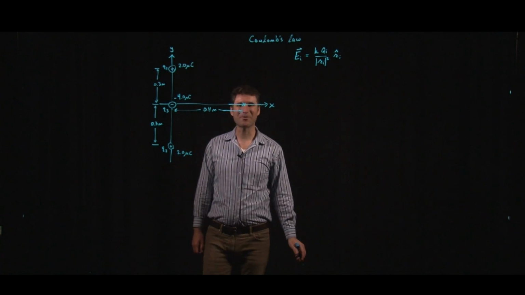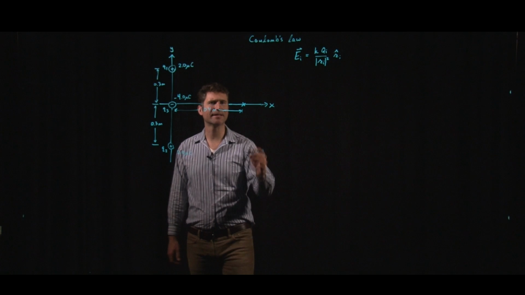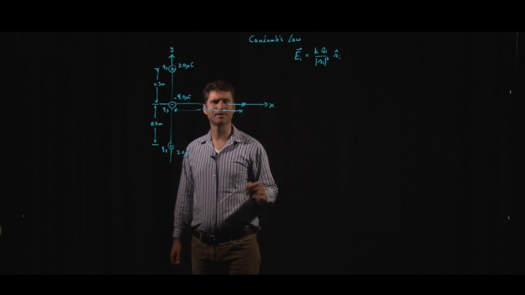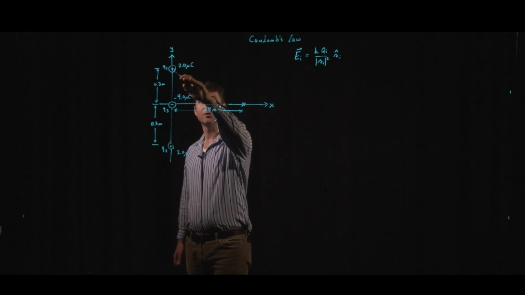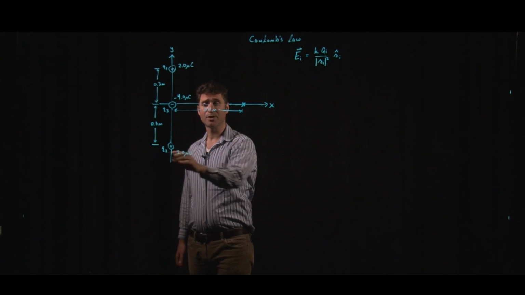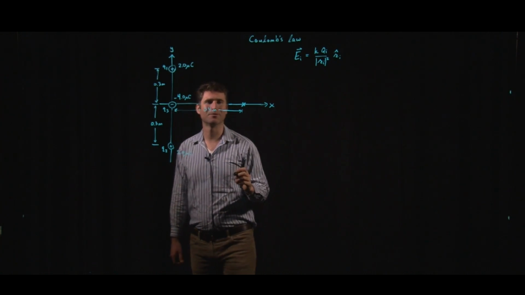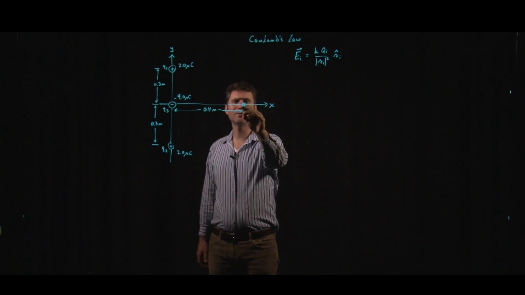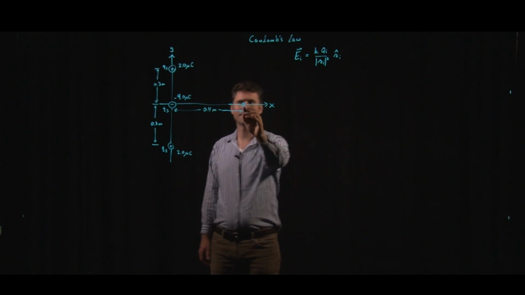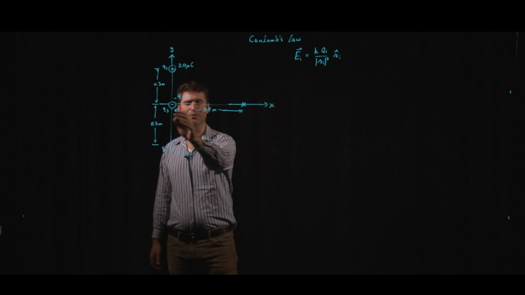Okay, so we're going to work a specific example now of using Coulomb's law to calculate the electric field at a particular point in space. We notice that we have three charges here. We have Q1, which is 2 microcoulombs, Q2, which is also 2 microcoulombs, and Q3, which is a negative charge, -4 microcoulombs. And what we wish to do is calculate the electric field at this location, which is 40 centimeters away from Q3.